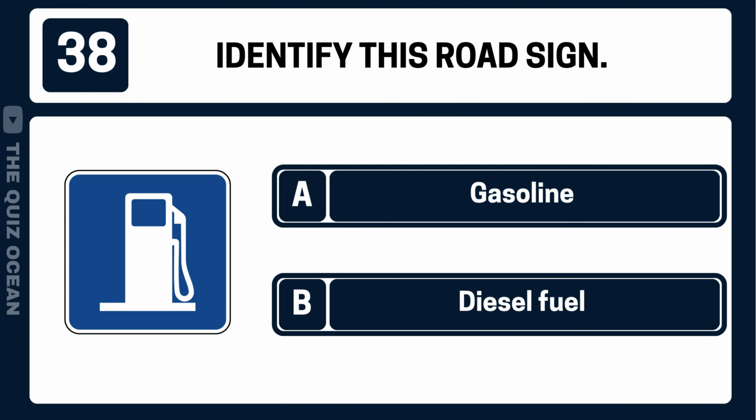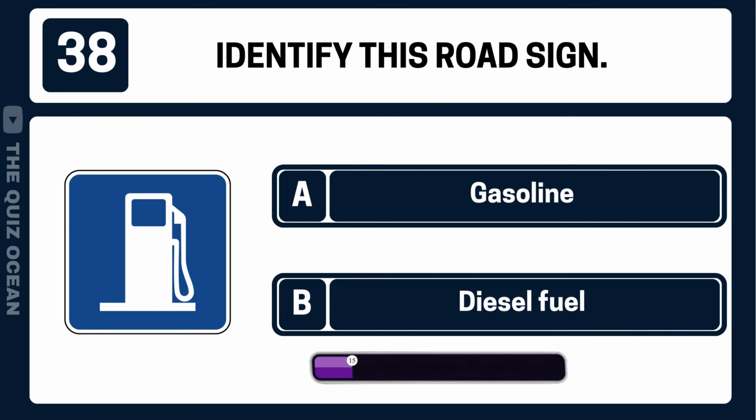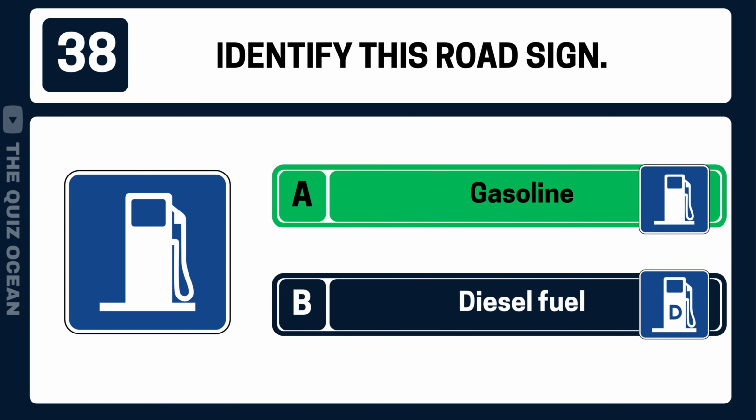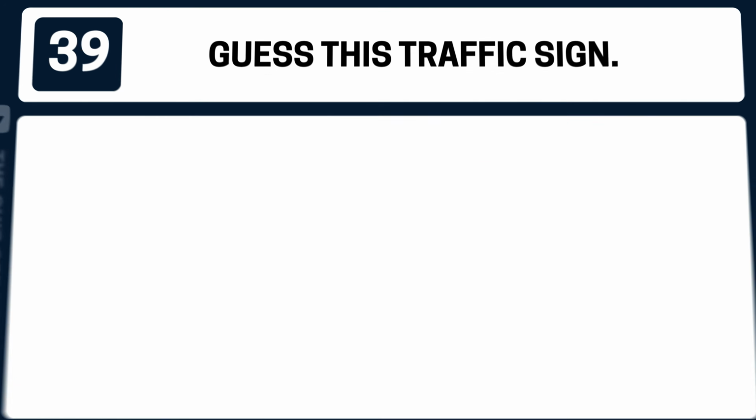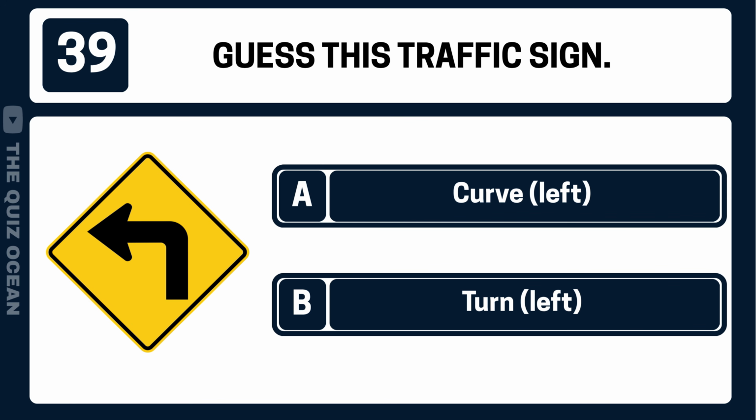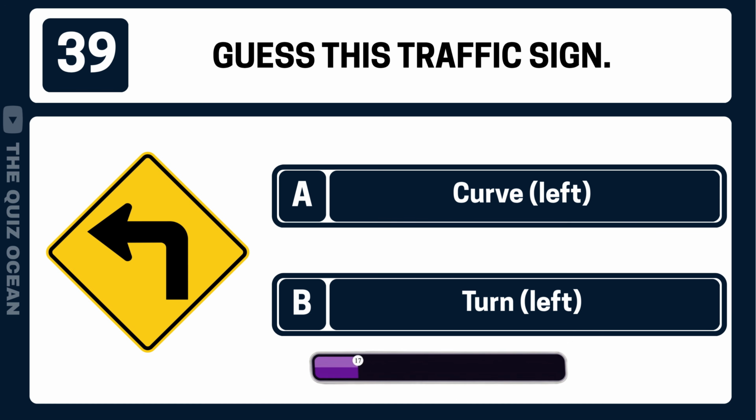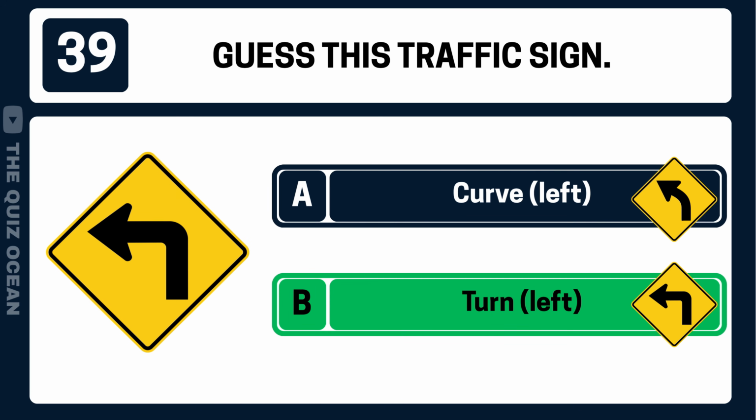Identify this traffic sign. A. Gasoline. B. Diesel fuel. Well spotted. It is the gasoline sign. Guess this traffic sign. A. Curve left. B. Turn left. Correct. It is the turn left sign.